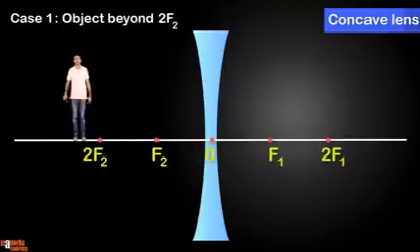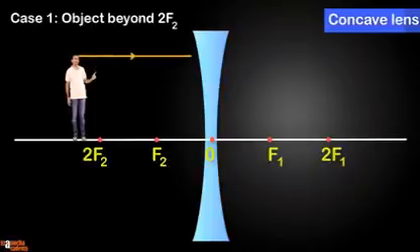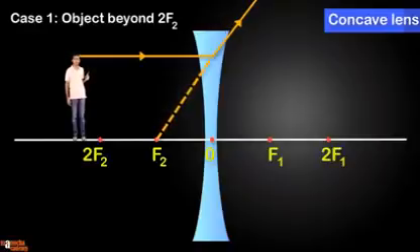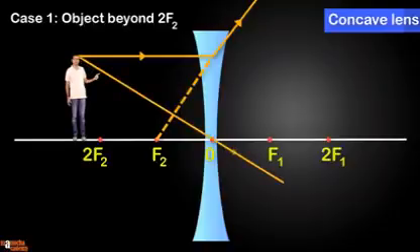Remember, we need to use 2 out of the 3 rules. For the first ray, let's use rule 1. The ray that is parallel to the principal axis, after refraction, if we extend the refracted ray backwards, it appears to come from the focus. For the second ray, let's use rule 2. The ray going towards the optical center goes straight through without being deviated.